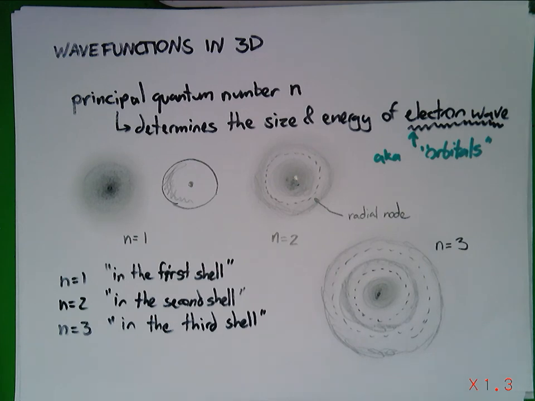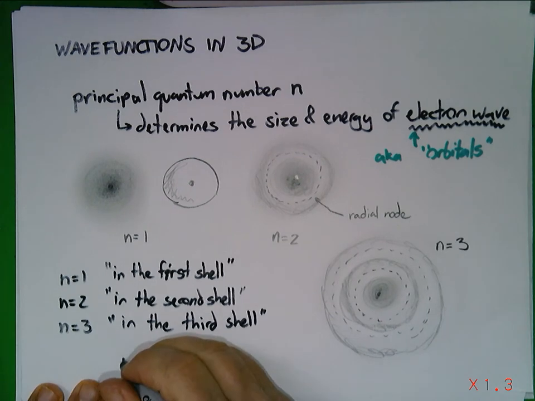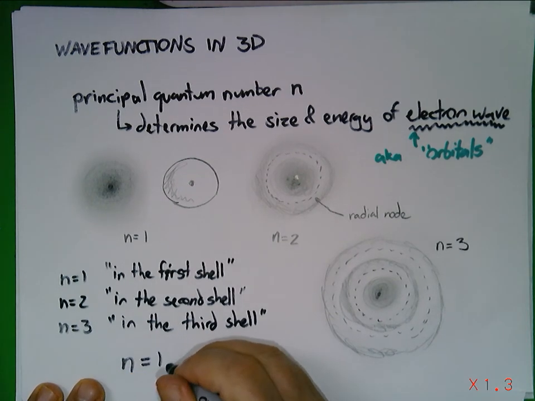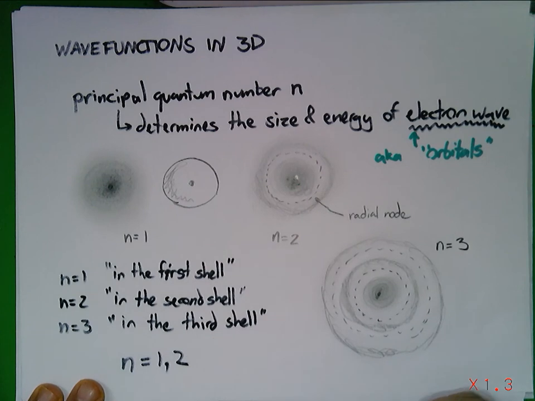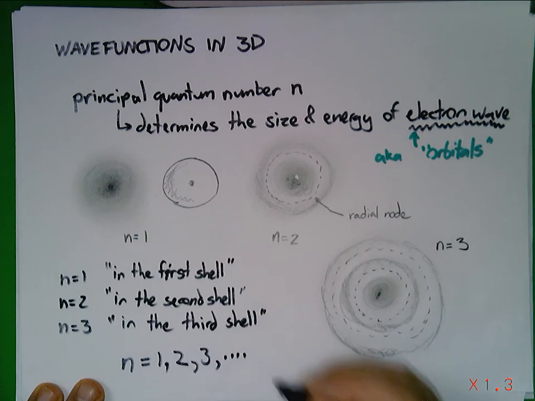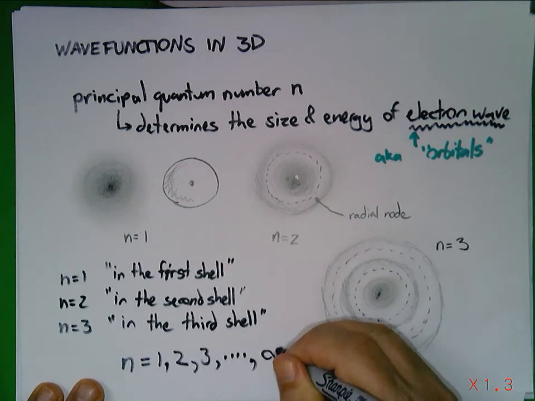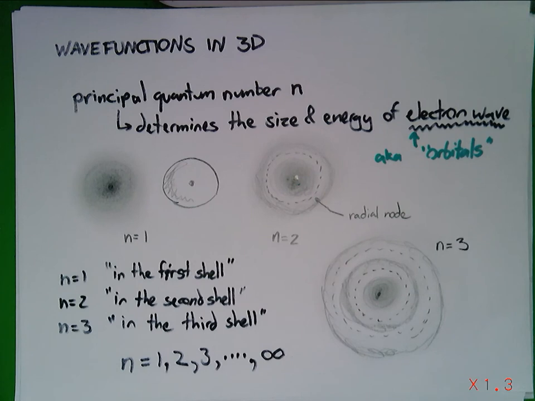What values can the principal quantum number take on? Well, the smallest possible value is going to be n equals 1. So n can be 1, it can be 2, it's got to be an integer. It can be 3. How high can it go? As high as you like. It can go up to infinity, but it has to be an integer. Okay? Alright, in the next video we'll talk about the next quantum number.